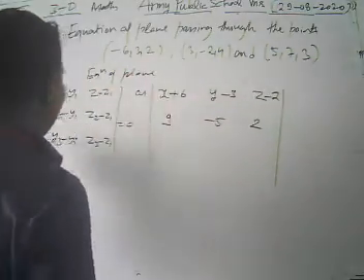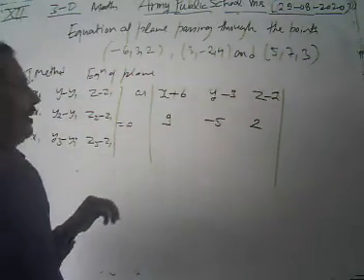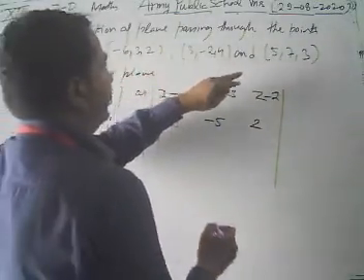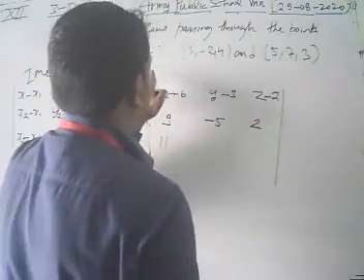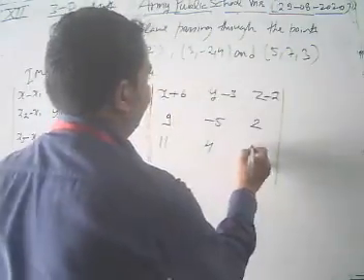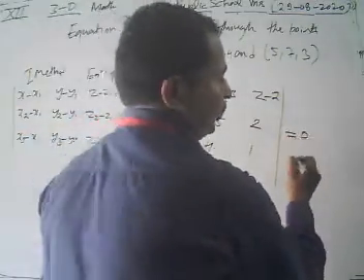Then x3 minus x1, y3 minus y1, z3 minus z1. 5 minus minus 6, then we get 11. Then 7 minus 3 we get 4. And 3 minus 2 we get 1, is equal to 0. Now look.